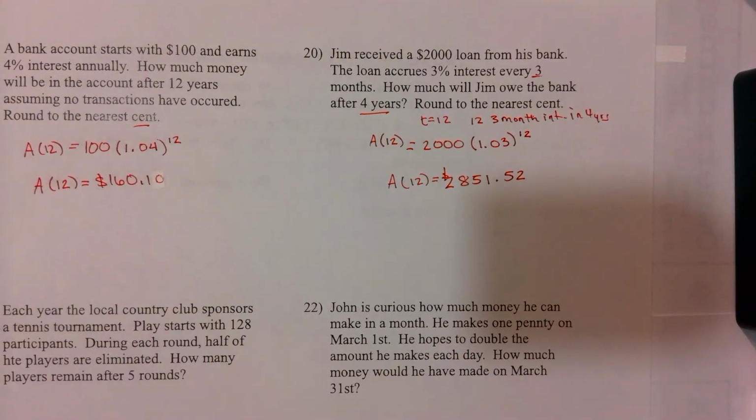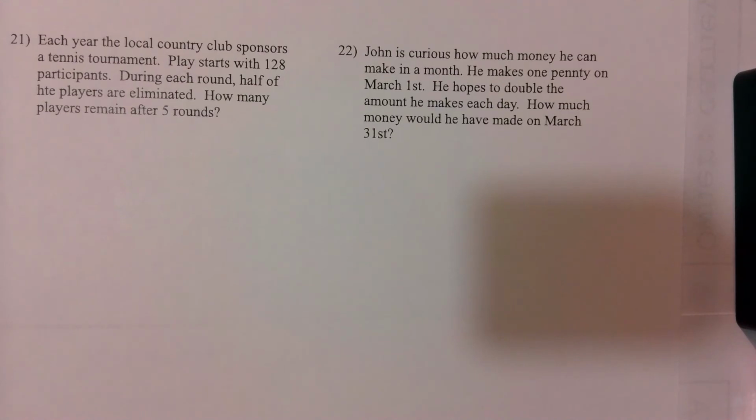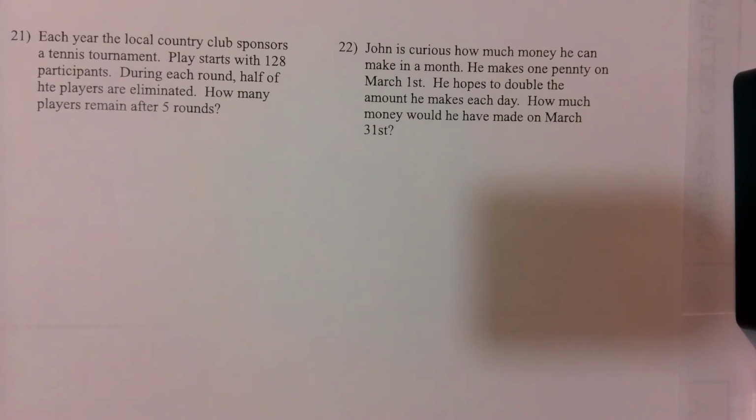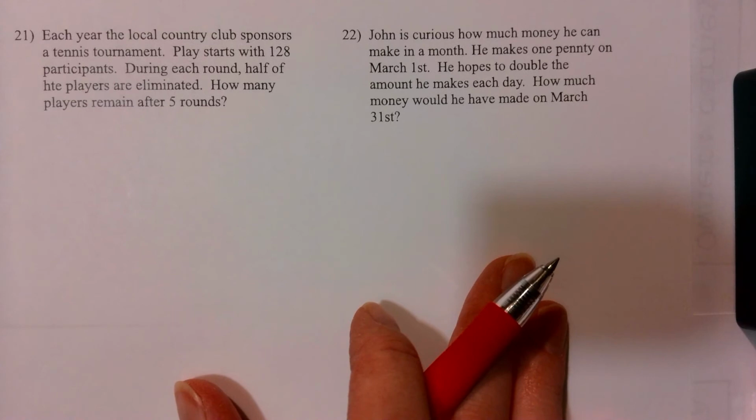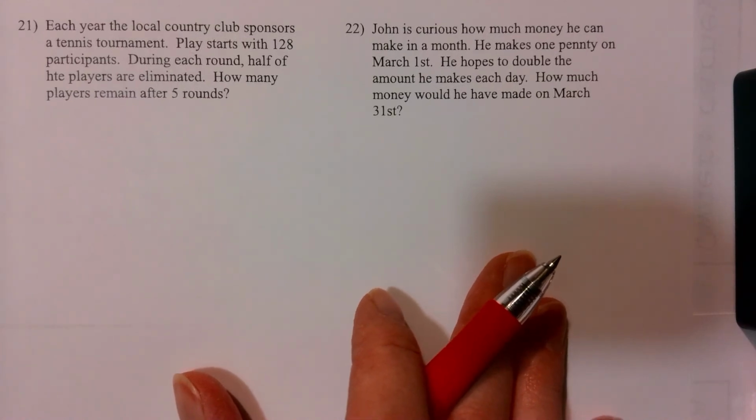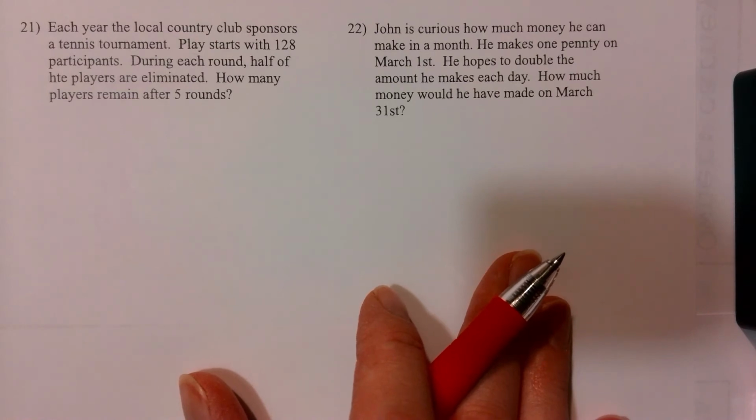Okay, each year the local country club sponsors a tennis tournament. Play starts with 128 participants. During each round, half of the players are eliminated. There's a little typo there. How many players remain after 5 rounds? I hate to compare this to half-life, but it is much like a half-life you would see in a biology or a chemistry class.